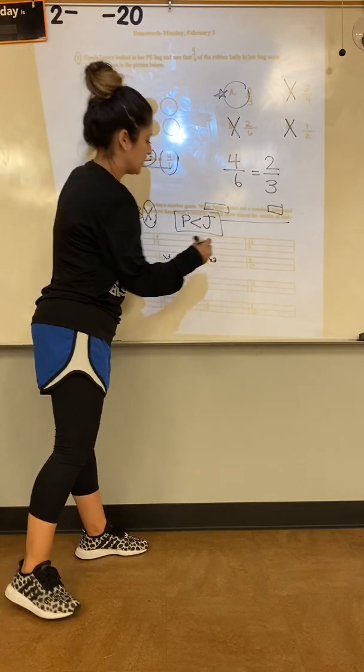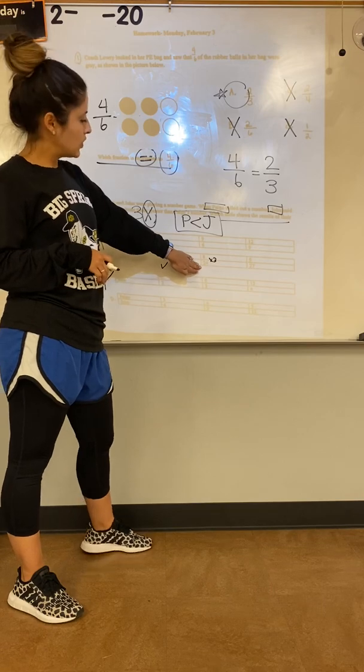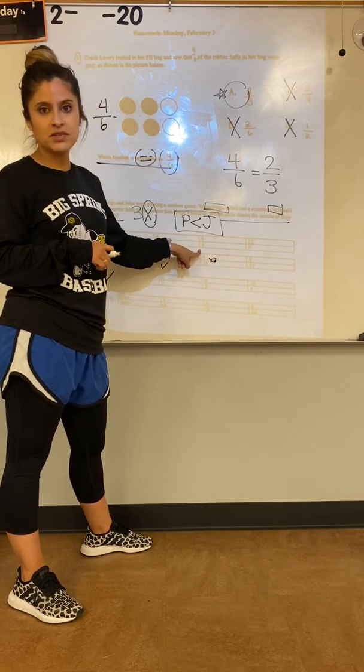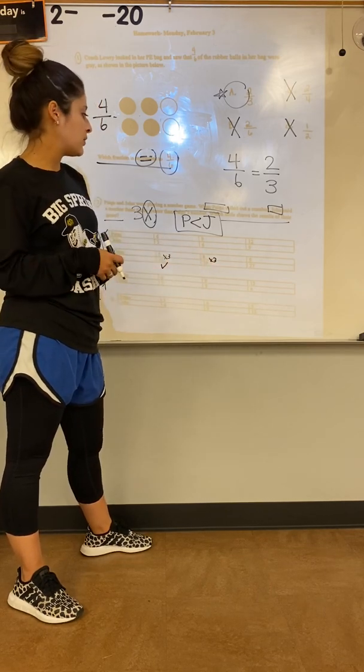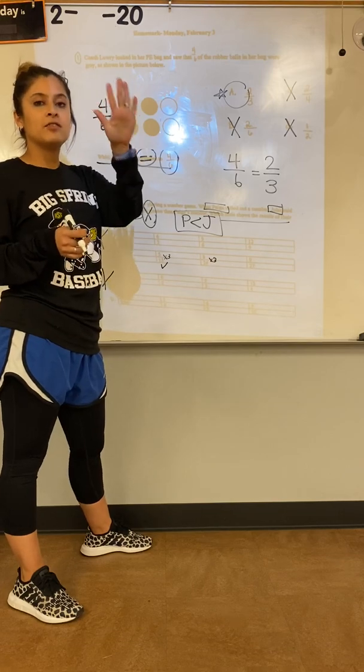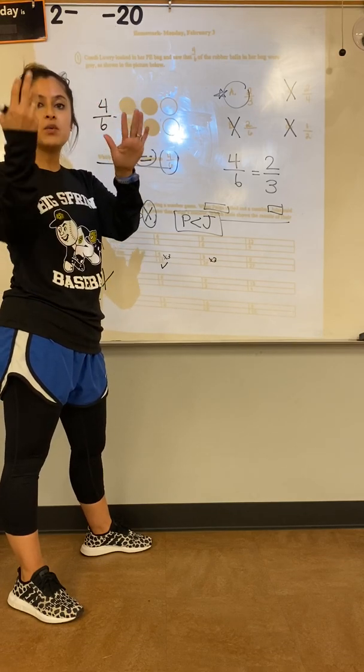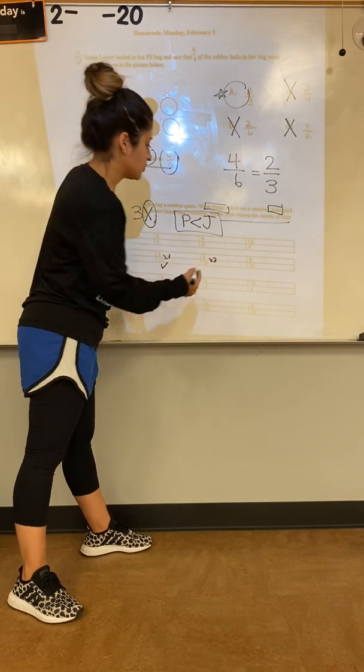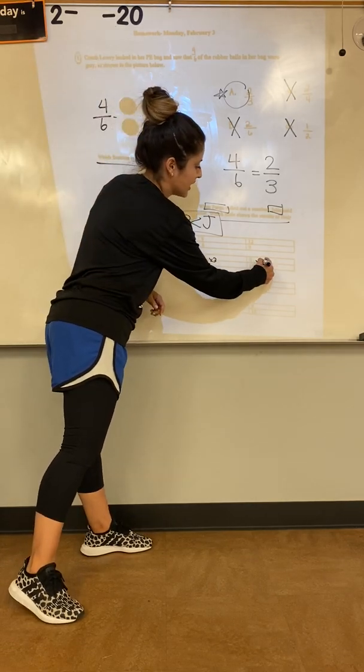8 times 3. Well, here, we can skip count by threes 8 times. We have a skip counting song that we know. 3, 6, 9, 12, 15, 18, 21, 24. That's a true statement. And then 9 times 3.